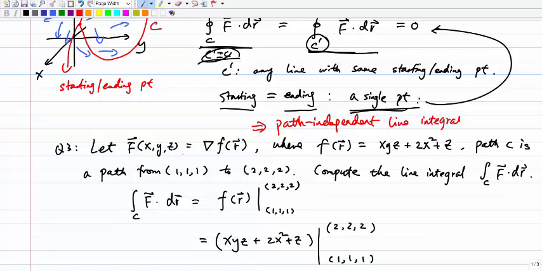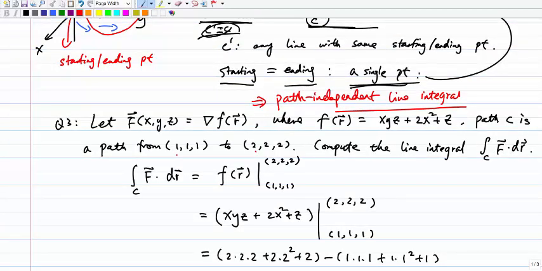If the gradient is given, this is a vector field given by the gradient of a scalar field, okay? And also we have the integral. So compute, where C is a path from (1, 1, 1) to (2, 2, 2). I don't specify the path because it is path independent. It doesn't matter what the path is like. I want to compute the line integral over C of F dot dr.